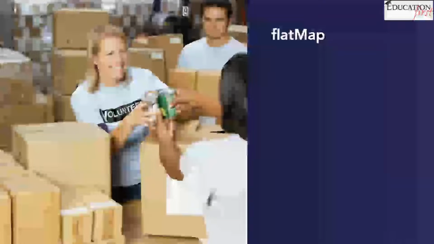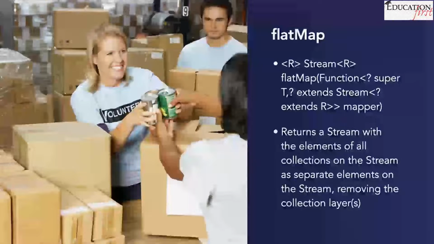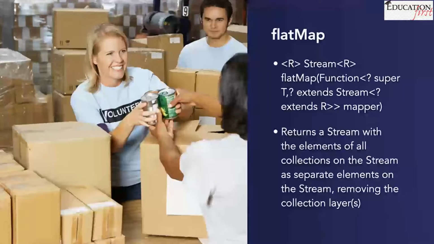The next function we're going to have a look at is flatMap. FlatMap is also an intermediate operation since it's returning a stream. For flatMap, we need to insert another function. What flatMap is actually doing is returning a stream with the elements of all collections on the stream as separate elements on the stream. So there are no collection layers anymore. For example, if you were to have an array of arrays, after this it would simply be a one-level-deep array. So no multidimensional arrays anymore. All right, let's go ahead and see this in action.